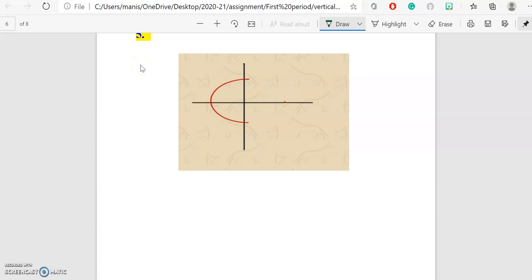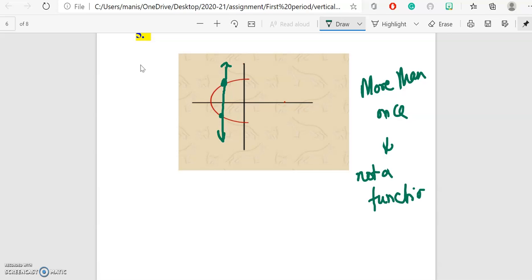So in this case, I will again draw a vertical line over here. Since it crosses the graph more than once, that's the keyword. More than once, not a function. Because it failed the vertical line test. Mathematically, what is happening is, what is the value of x over here? Let's take an example. Value of x is -5. At this value of -5, let's take an example, this is 7, this is -7. At x equal to -5, it has two y values, 7 and -7. That's not possible. It is not a function.